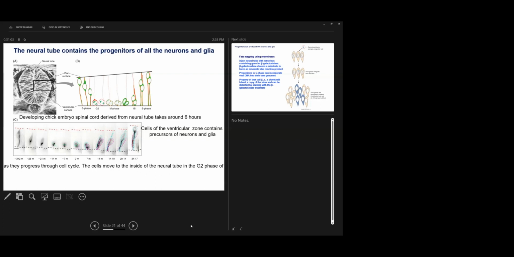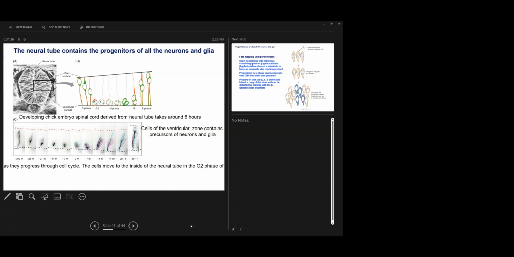Okay, so you can see that the nuclei which are now on the outer side of the ventricular surface, in the G2 phase, move inward, and they remain in the G2 phase. They form the mitotic phase, M phase, and they again move outward. Because of the inward and outward movement, they actually divide to form the neurons.